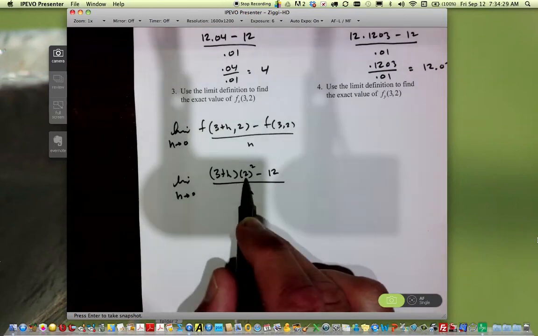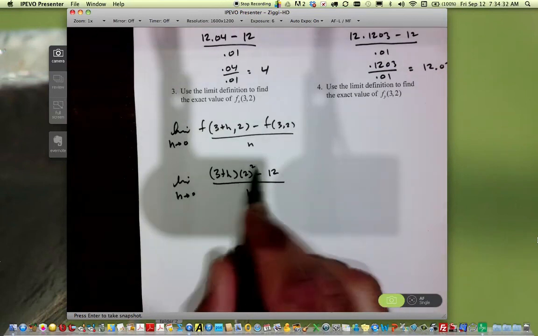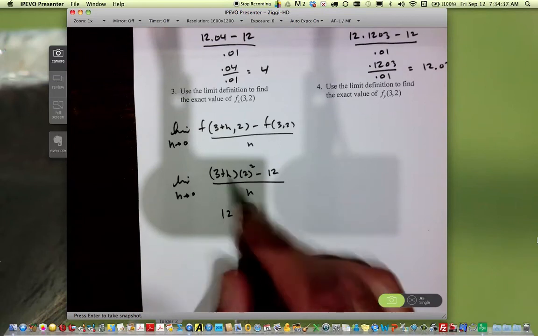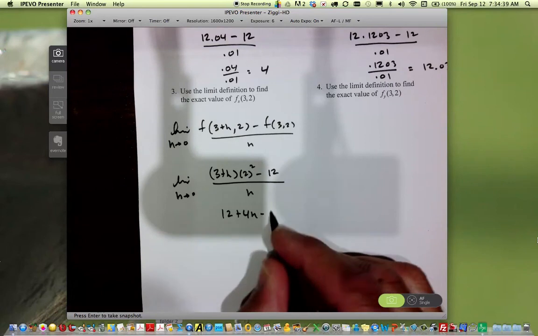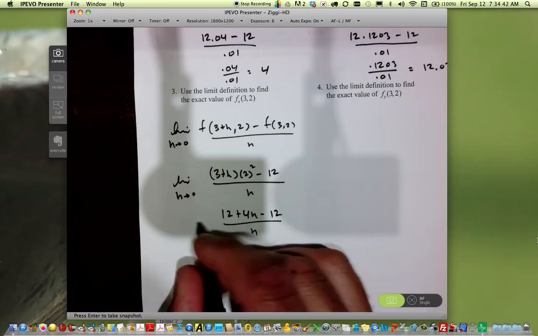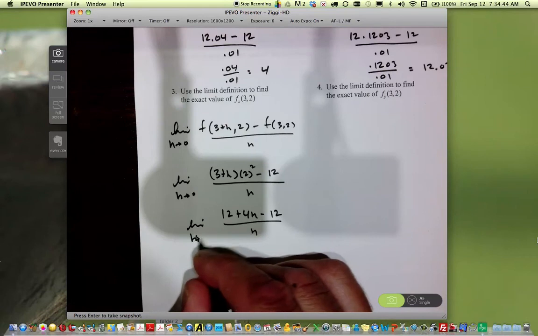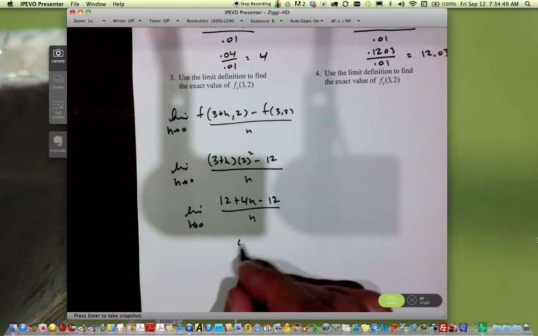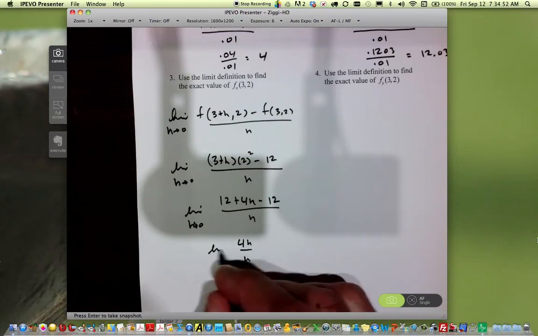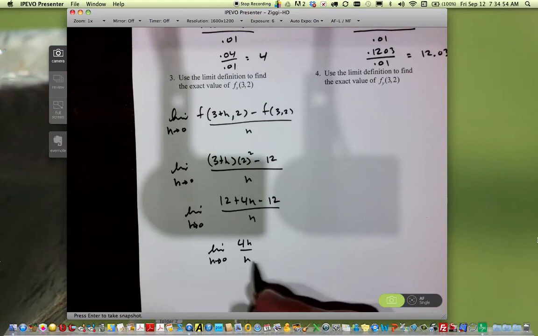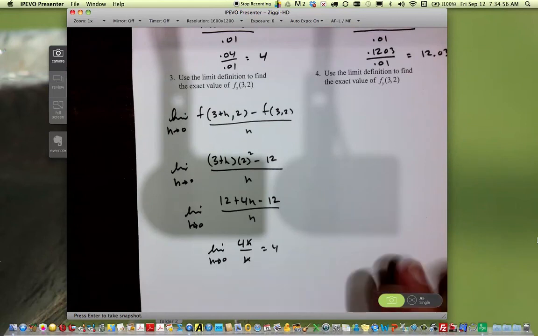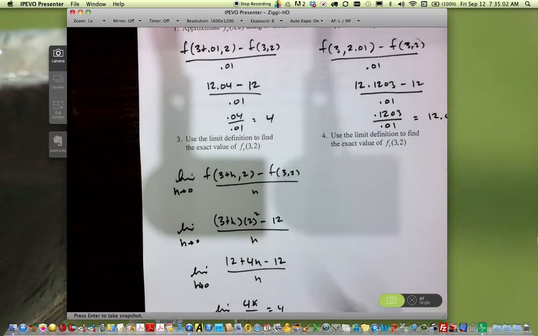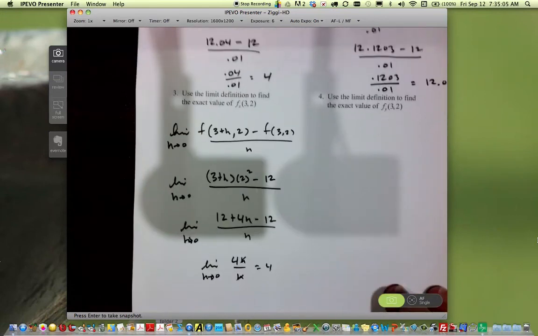Alright, if we simplify this, this is going to give me 4 times 3 is 12, 4 times h is 4h, minus 12, divided by h, and h is going to 0. In the numerator, the 12s are going to cancel out, and we're going to end up with 4h divided by h, and then we're looking at the limit as h goes to 0. These h's are going to cancel out, and we're going to get 4. Which is the same number that we got up here, and I think that we shouldn't be surprised that those numbers are the same, or at least close to each other.